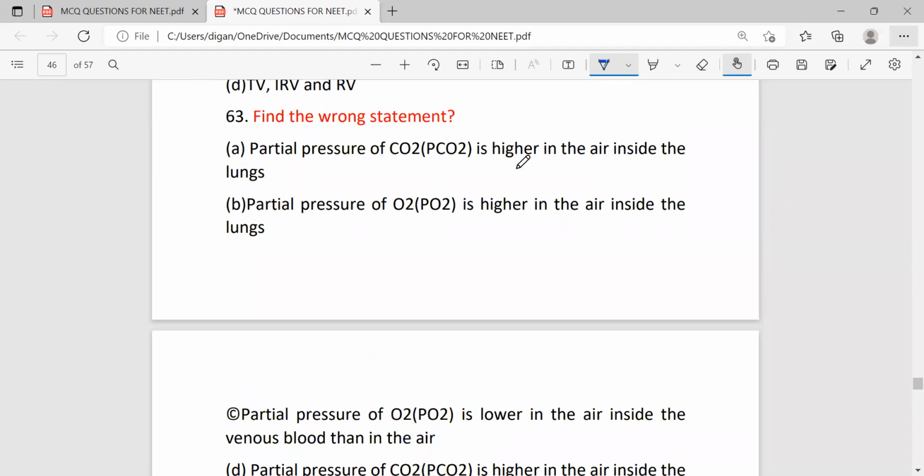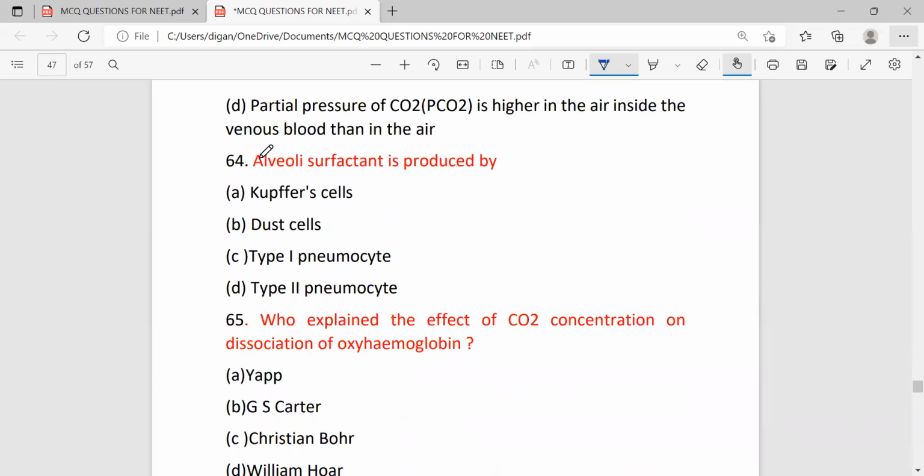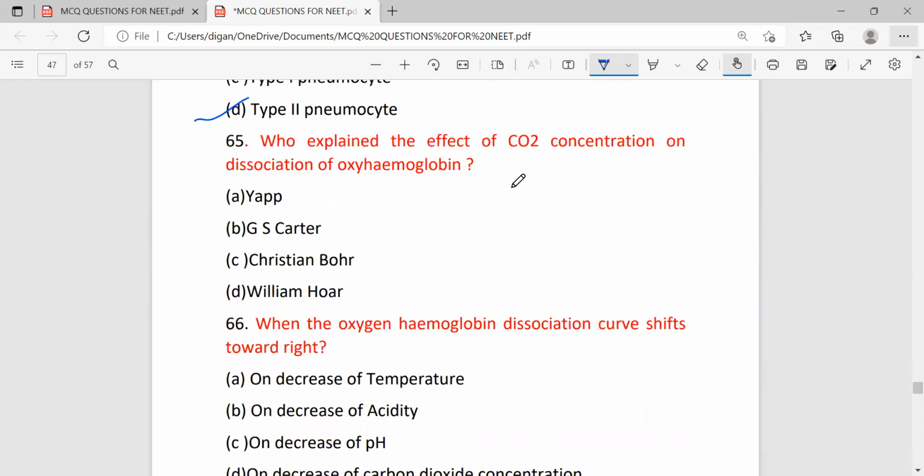Find a wrong statement. For 63, partial pressure of carbon dioxide is higher in air inside the lungs. This is wrong. So no need to read the other options because this is directly wrong. So correct option is A. Question number 64. Alveolar surfactant is produced by, for 64, correct option is type 2 pneumocyte.